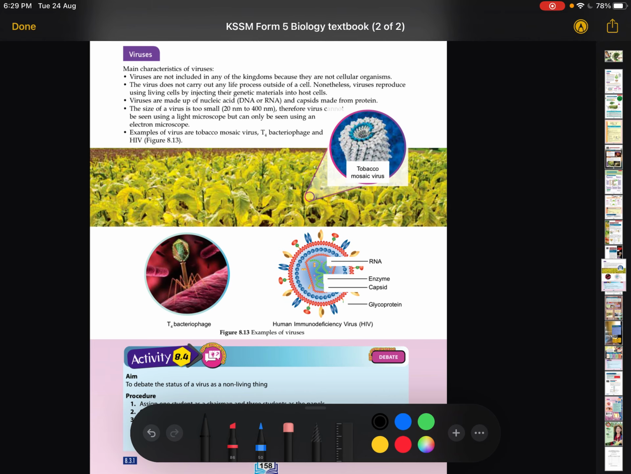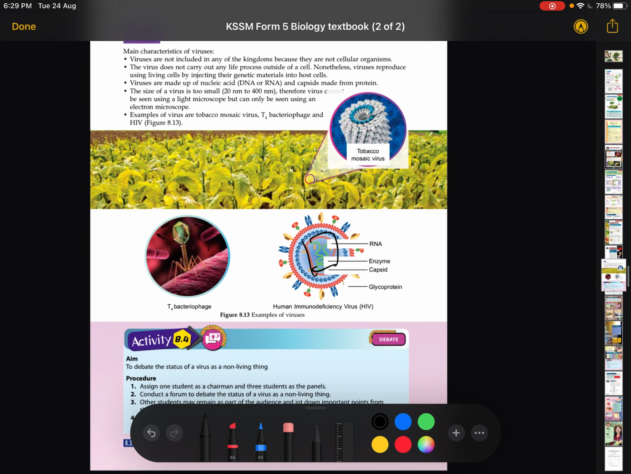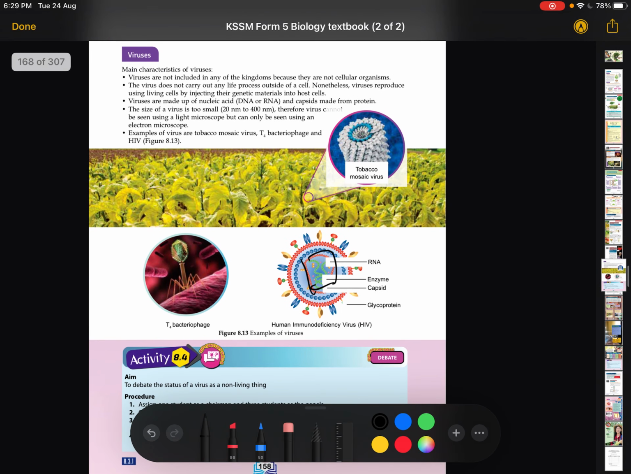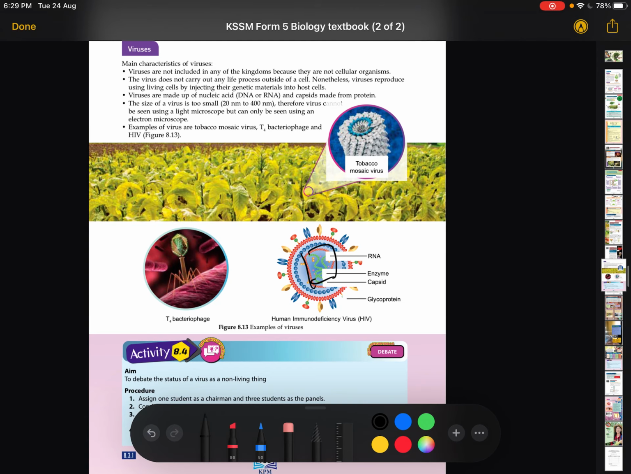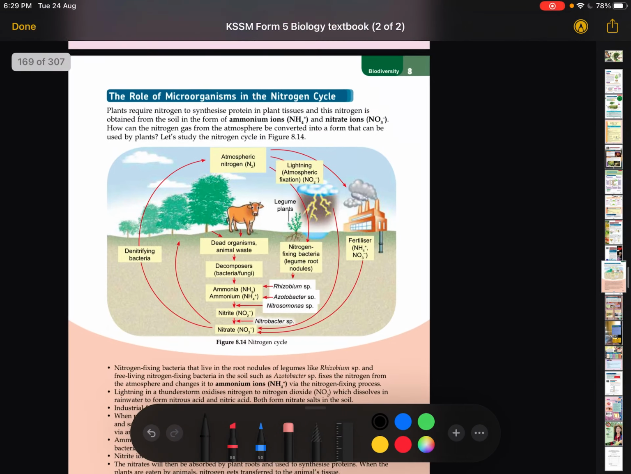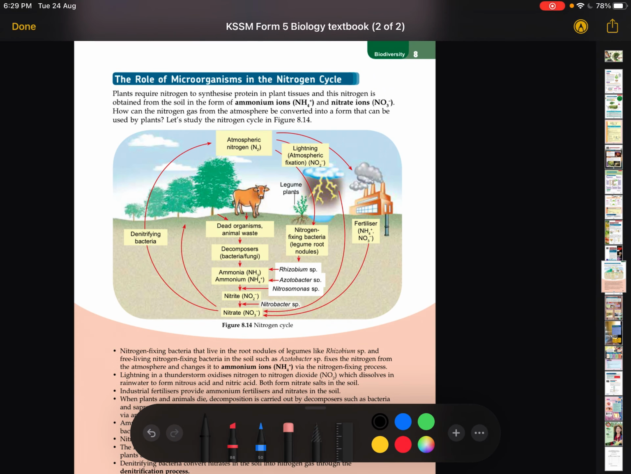But they do have nucleic acid, DNA or RNA, and they have capsids. The capsids are protein. The whole thing is called a virion. I forgot really, but it's not really worth knowing. These are quite obvious. They are very small, and examples include this.